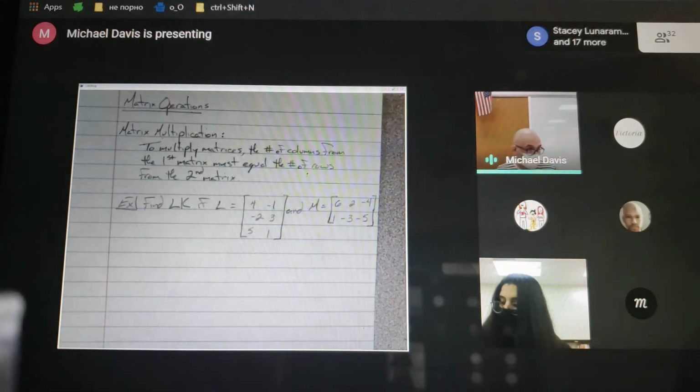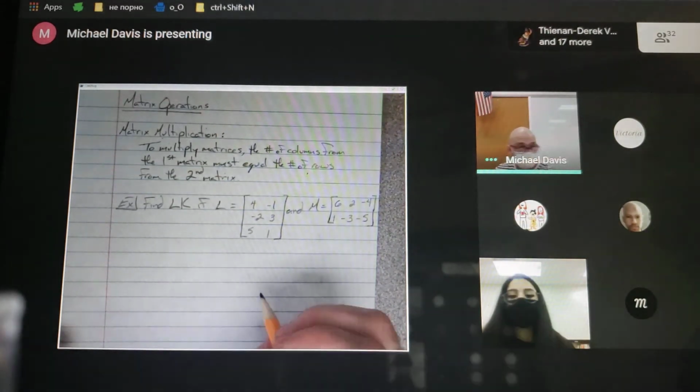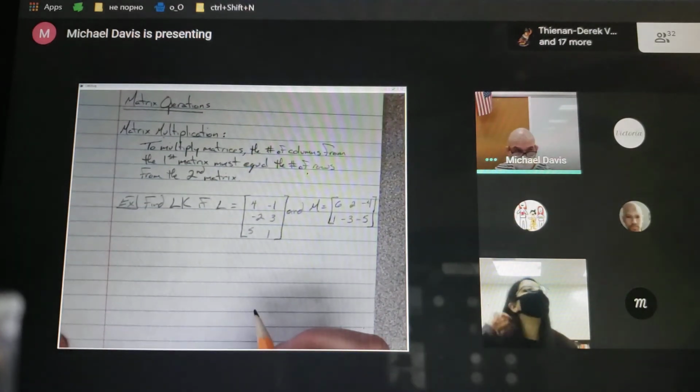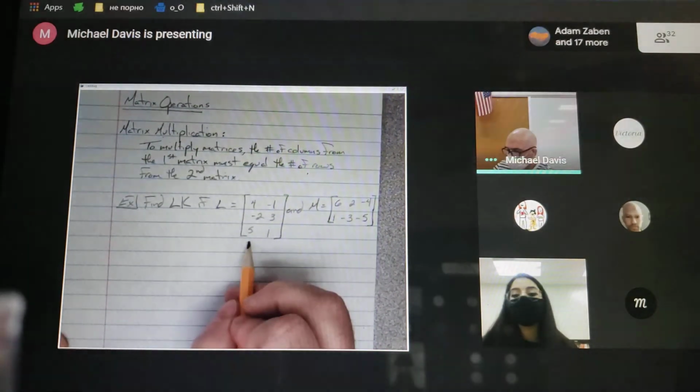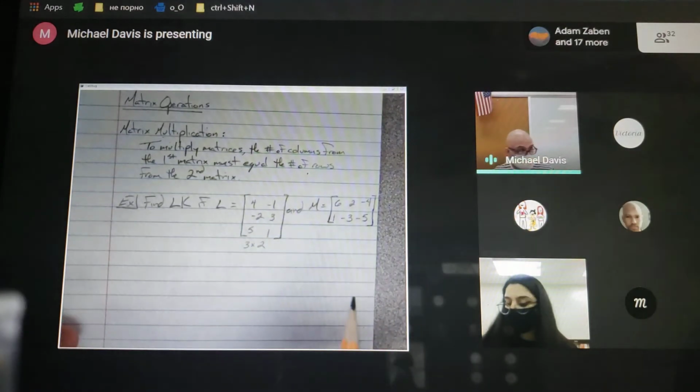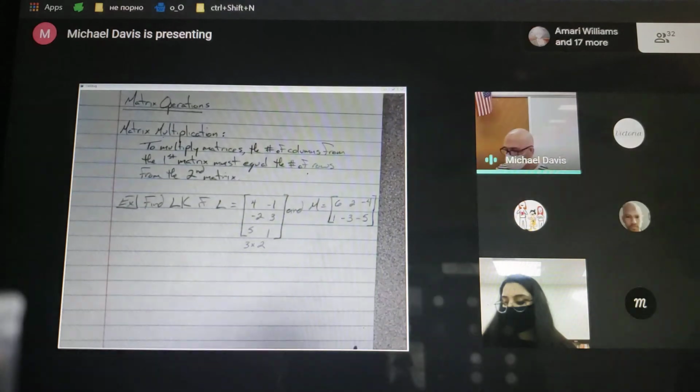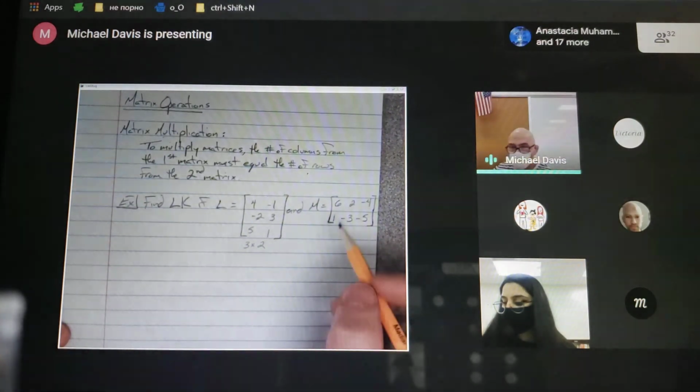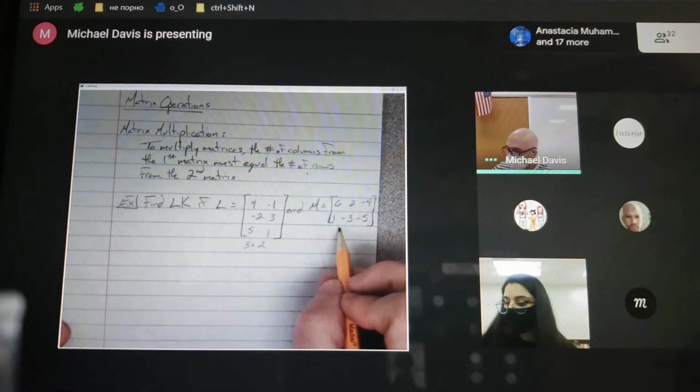So what would be the dimensions of matrix L? It's a 3 by 2. We count the number of horizontal rows first, then we count the number of vertical columns. What's the dimensions then, rather, of matrix M? The 2 by 3.